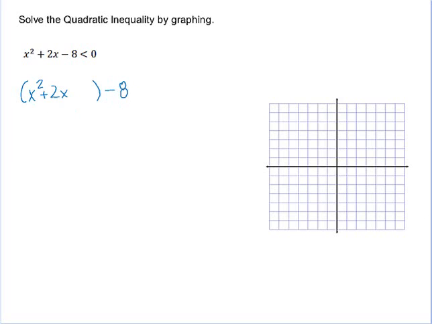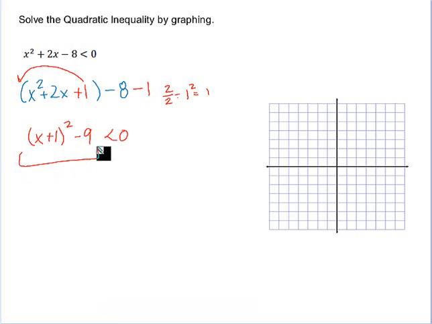And then here, 2 divided by 2 is 1, and 1 squared is 1. So I'm going to add 1. And then over on the other side, I'm going to subtract 1. And 1 is just being multiplied by 1, so it's just subtracting 1. This then gives us x plus 1 squared minus 9. And this is less than 0. So here's my quadratic that I'm going to graph. So my vertex is at -1, -9. And I see my a out in front is just 1, so I'm opening up.